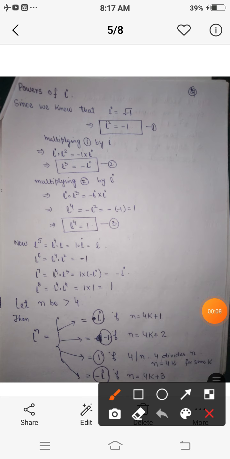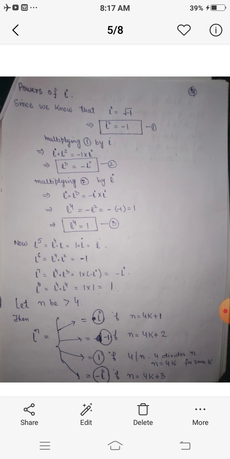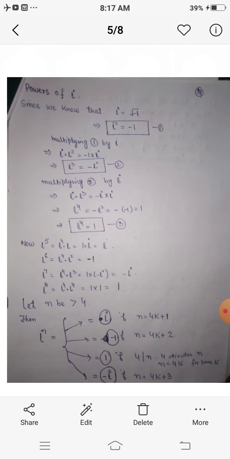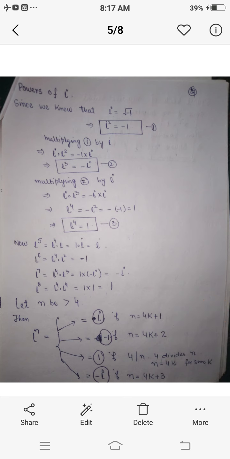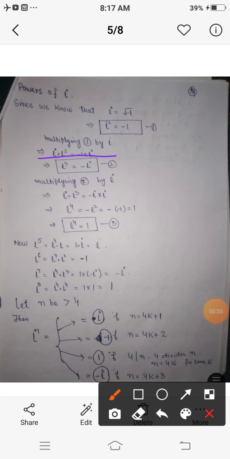Today we are going to discuss the powers of iota. Since we know that the symbol iota, that is i, equals root of minus 1, now if we square this equation on both sides, it is simply iota square equals minus 1. Now multiplying this equation, iota square equals minus 1, by iota, it is simply iota into iota square. It is minus 1 into iota, that is iota cube is minus iota.